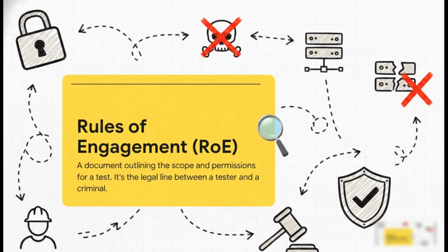This document right here is maybe the most critical piece of the whole puzzle. It's called the Rules of Engagement, or ROE, and it's the legal contract that makes the whole test legit. It draws a very clear line in the sand, defining what's allowed and what's totally off limits. This is what keeps the test from accidentally breaking the business. Let me put it this way. Without a signed ROE, you are not a security tester. You are a criminal. It's that simple.